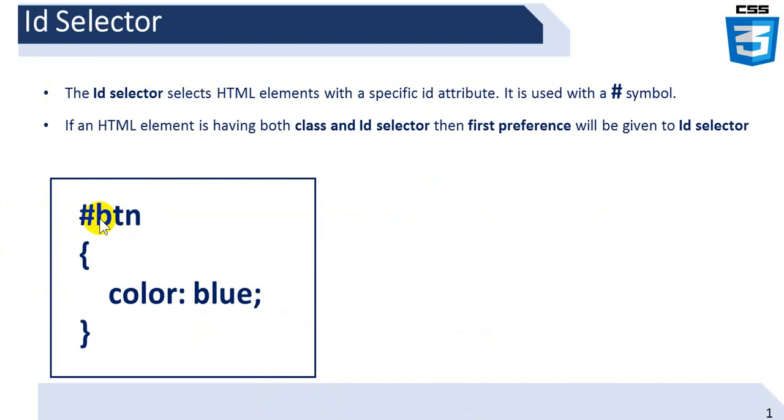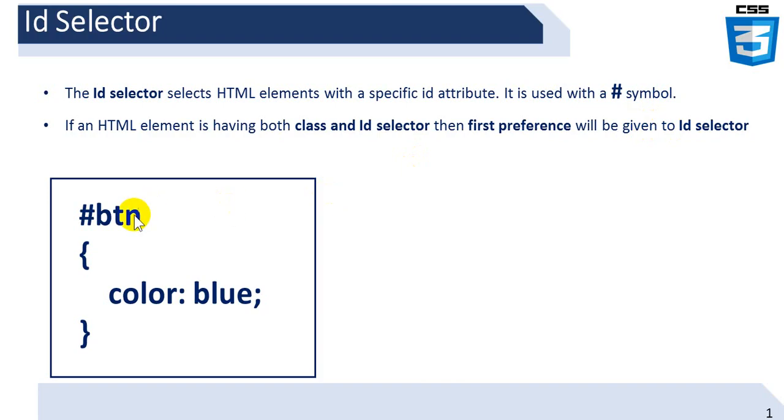The syntax for the ID selector is the same, guys. Instead of dot we are using hash. Hash indicates ID. So hash and the ID name we should pass. The ID selector selects elements with a specific ID attribute. It is used with a hash symbol. If an HTML element has both a class and an ID selector, then the first preference will be given to the ID selector.